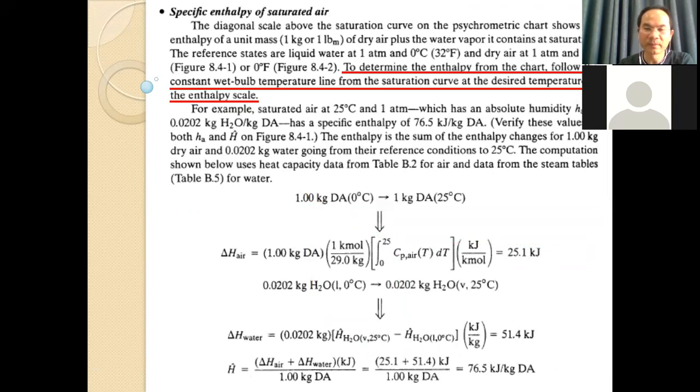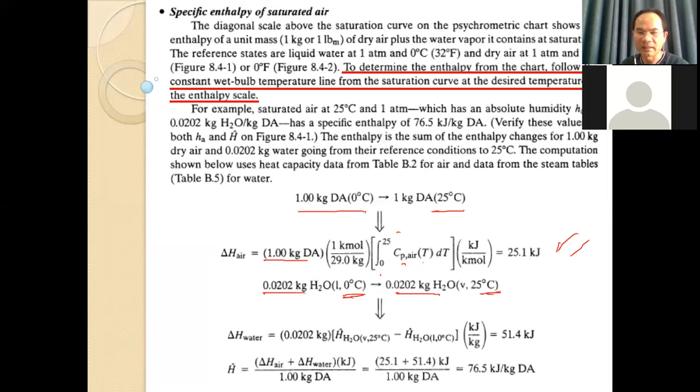Specific enthalpy. You can calculate specific enthalpy for the previous example. We have dry air from 0 Celsius to 25 Celsius, for 1 kilogram dry air. We have two systems, air and water. For air, you use Cp air dT from 0 to 25 Celsius. The second system is water, the amount of water from 0 Celsius to 25 Celsius.